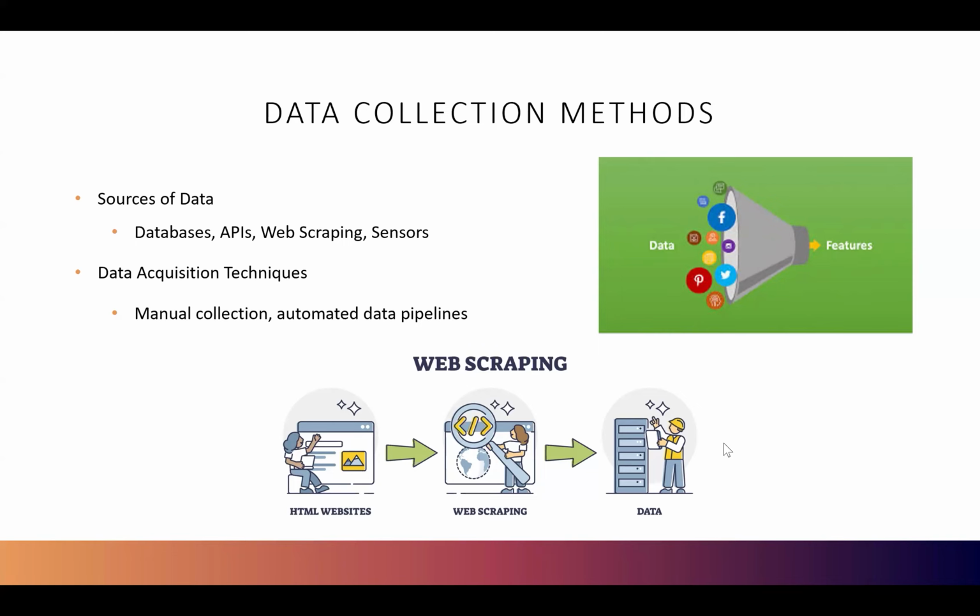The third one is APIs, which stands for Application Programming Interface. So I see a question, what is an API? An API in simple terms is usually a service provided by websites. So for example, think of X, previously Twitter, Facebook, Google.